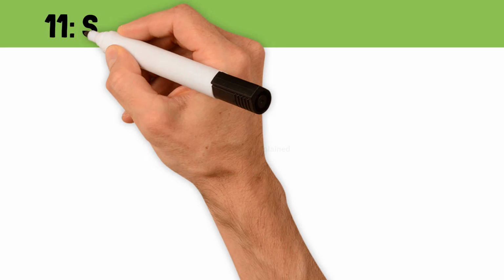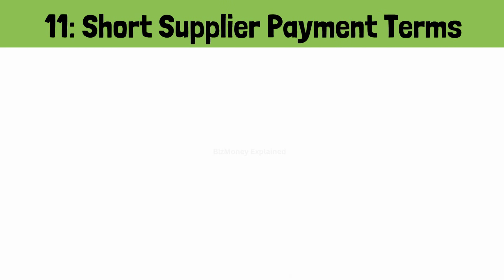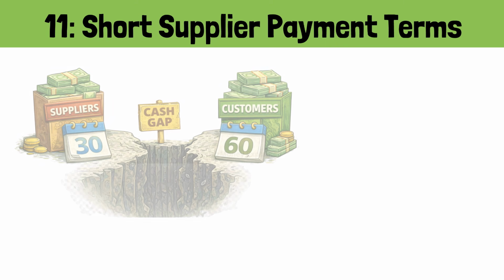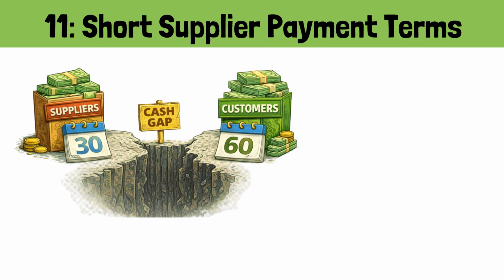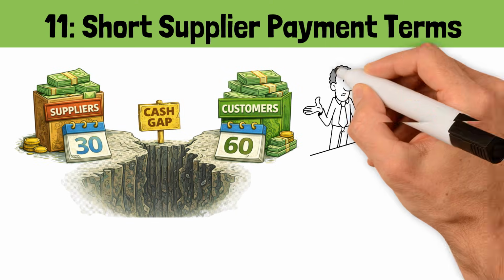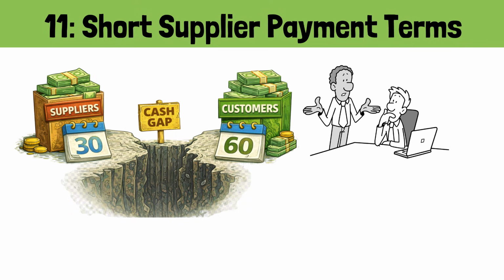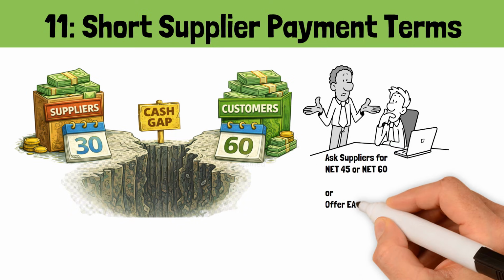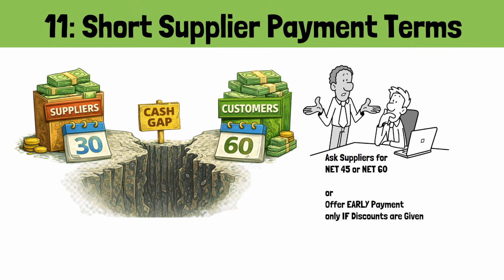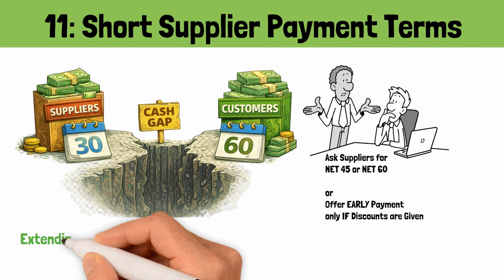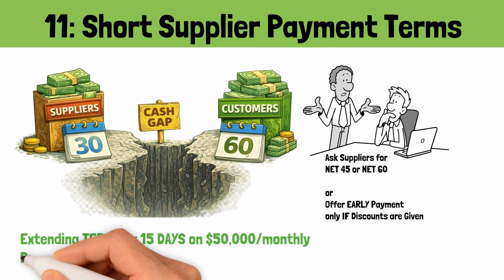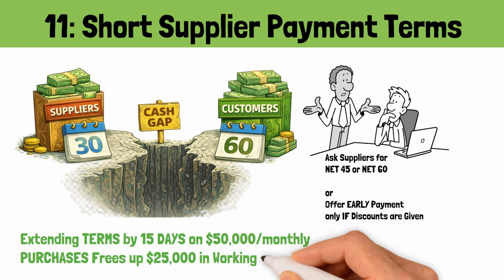Problem number 11. Short supplier payment terms. If you have to pay suppliers in 30 days but customers pay in 60 days, you will always suffer a cash gap. Ask suppliers for net 45 or net 60, or offer early payment only if discounts are given. Extending terms by 15 days on $50,000 of monthly purchases frees up $25,000 in working capital every 30 days.